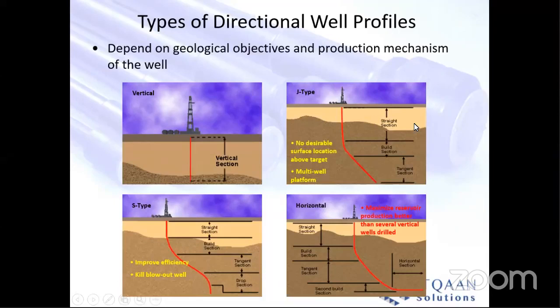We have the J-type, and as we can see in the J-type well, it's combined of three parts: a straight section, then a build section and then a tangent section. This one is for J-type. The third one is the S-type, which is combined of a straight section, then a build section, a tangent section, and another drop section, or we can also say a vertical section. The last one is the horizontal directional well profile, where we start with a straight section. We have a build section here, and then a tangent section. We have the second build section, and then the hold section, the last one, which is the horizontal line.